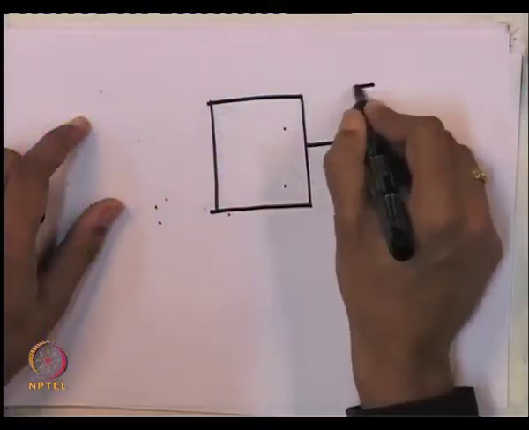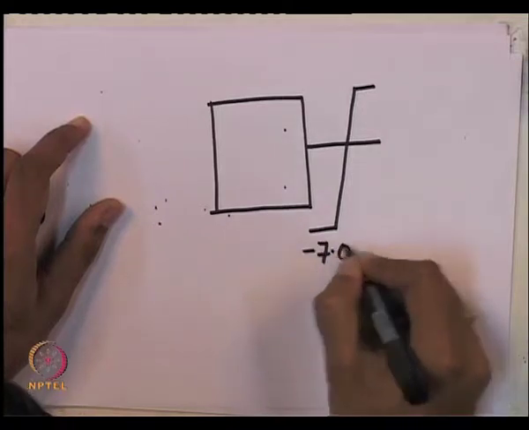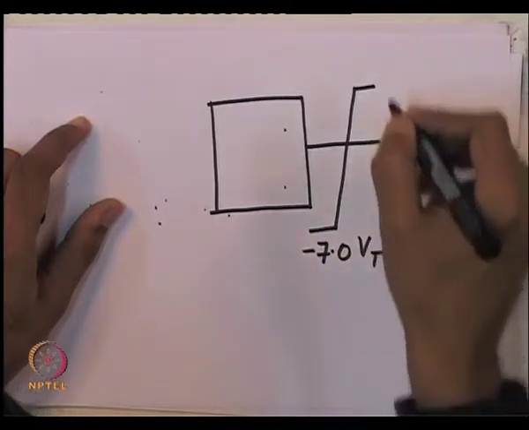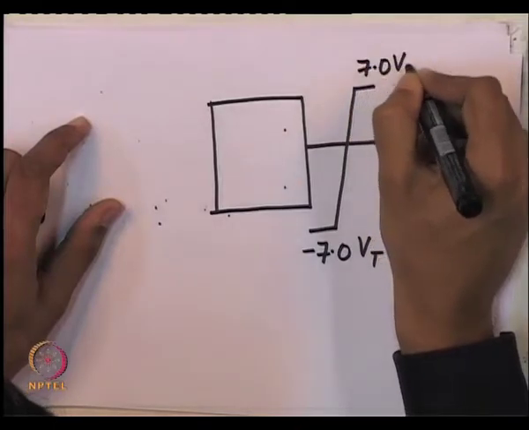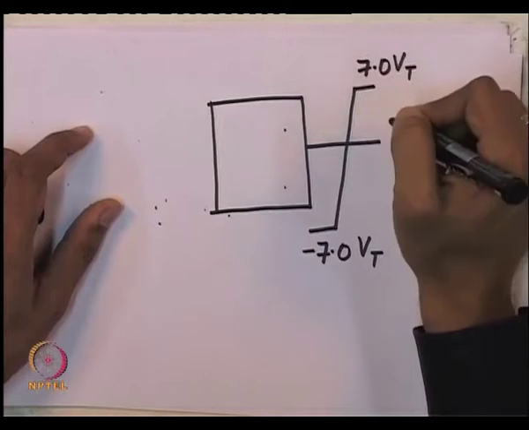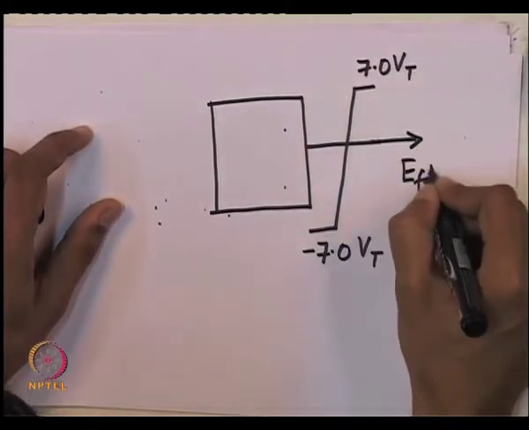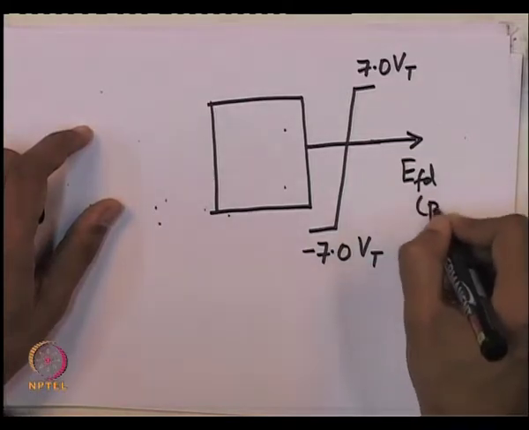So, we will just model it this way. This is the terminal voltage of the synchronous machine. These are the limits imposed on the converter output by the terminal voltage of the synchronous machine. This is the field voltage. Okay. Let us assume that this field voltage is in per unit.